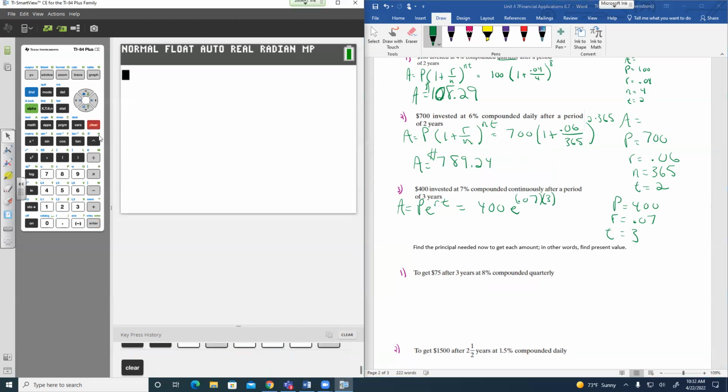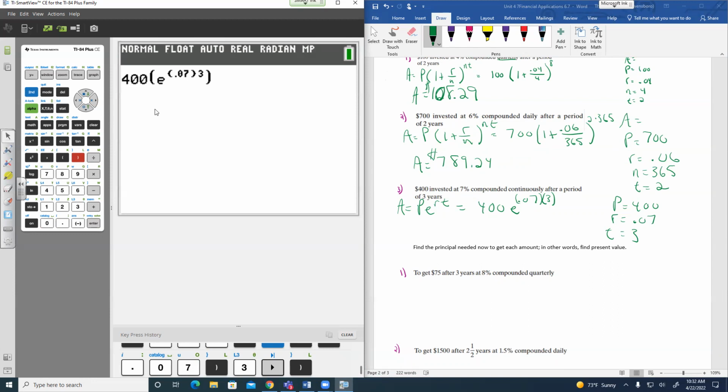So if I clear this off here, so 400 times e, e's above that LN button. So I can get to that. Yeah, and then we need e^x, 1 is 0.07 times 3. Come down, close off my parenthesis. It looks pretty good. It looks like I didn't really need those parentheses there, but that should work as well.